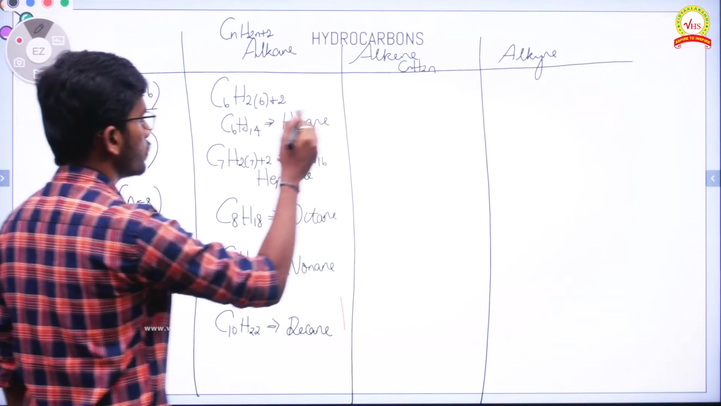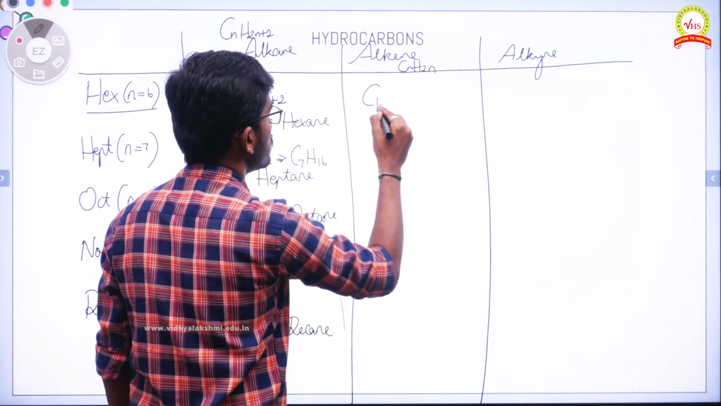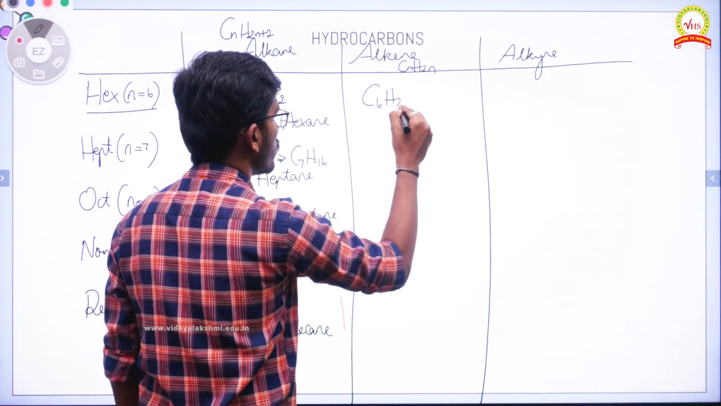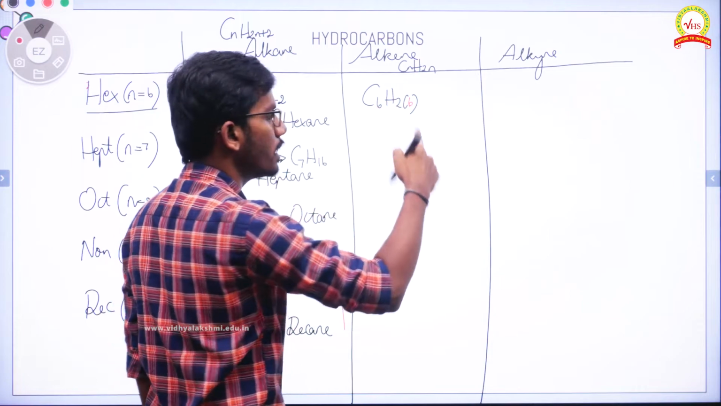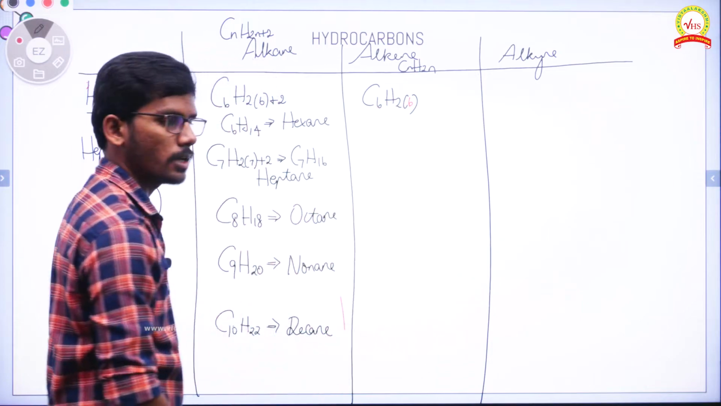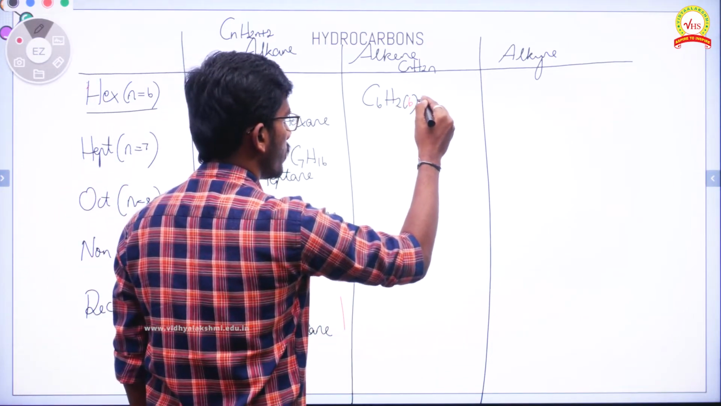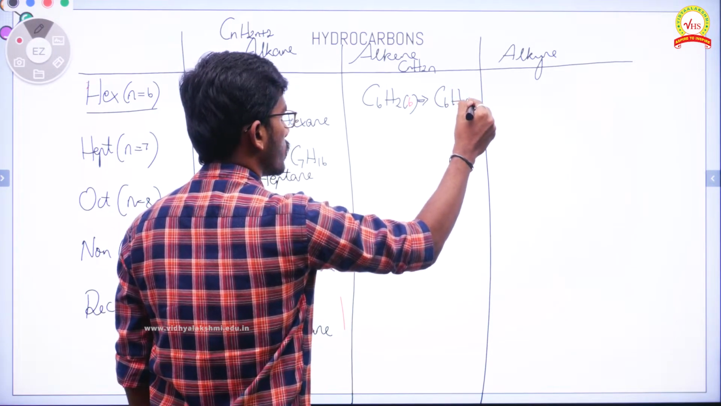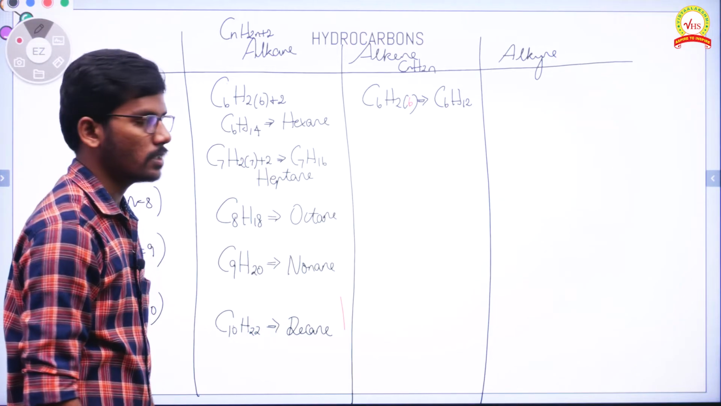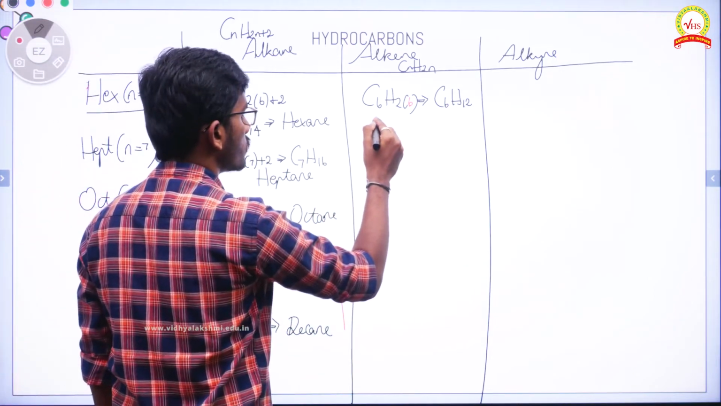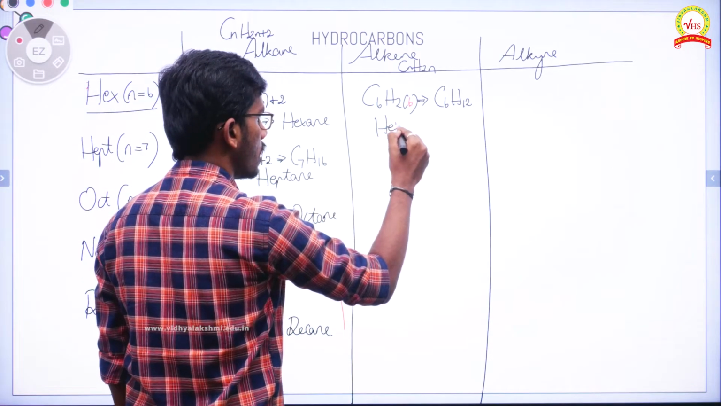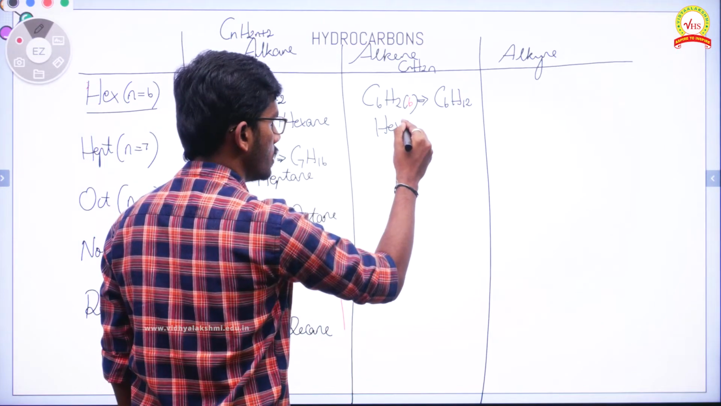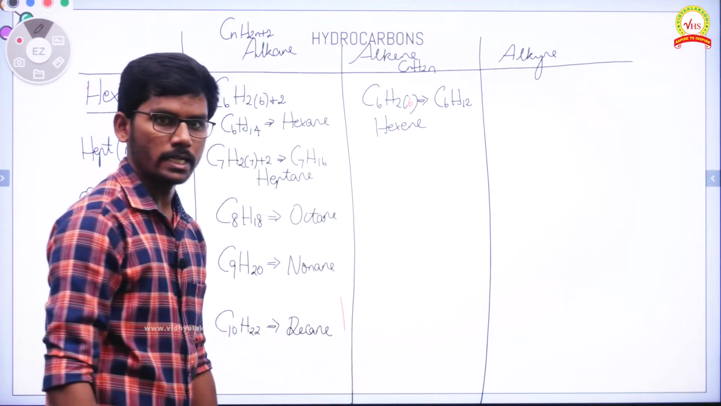So hex, we are going to see C6H2 into 6. Since the formula is CnH2n, I am directly substituting the n value there, and the simplified formula is going to be C6H12. Okay, so the name for this compound is going to be, prefix is hex and suffix is going to be ene, therefore it is called hexene.